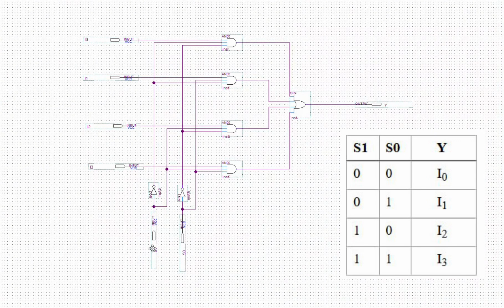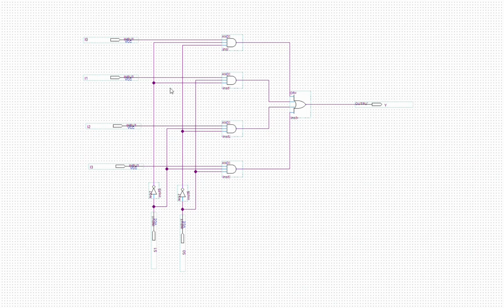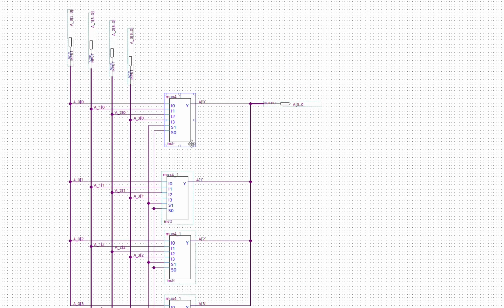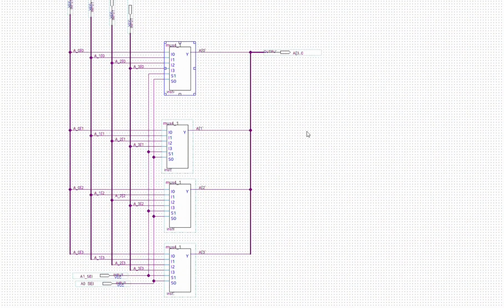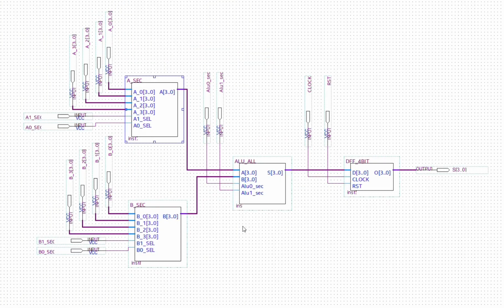For example, when S1 equals 1 and S0 equals 0, the output will be input 2 because all other inputs are masked to 0. By placing 4 1-bit multiplexers together, we obtain a 4-bit 4-to-1 multiplexer. We use this structure to select 4-bit input A and 4-bit input B.